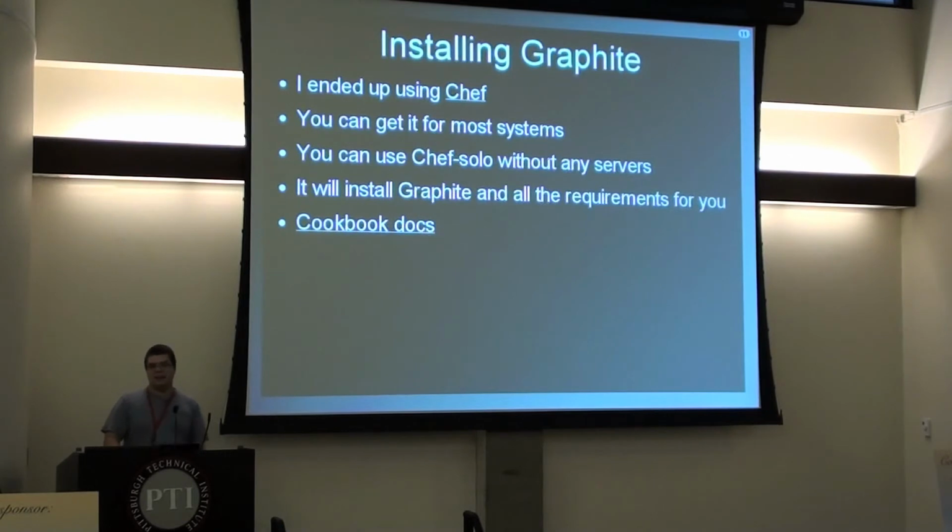So the route that I ended up going was Chef. There's a Chef recipe that will install graphite for you with all of the components that it needs. You can get Chef for Unix systems, for Windows, for Mac OS. And if you don't have Chef infrastructure, you don't have a Chef server anywhere, you don't have to worry about that. Chef solo, give it a config file. You tell it, make my system like this, it'll make your system like this. Now you have graphite.